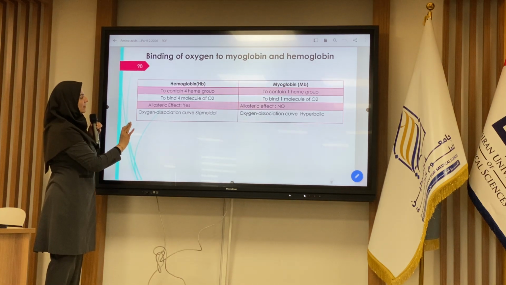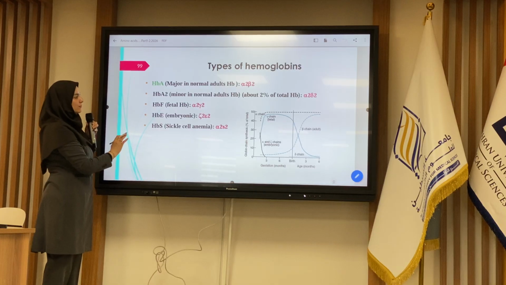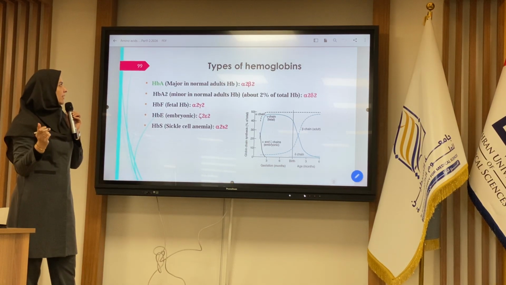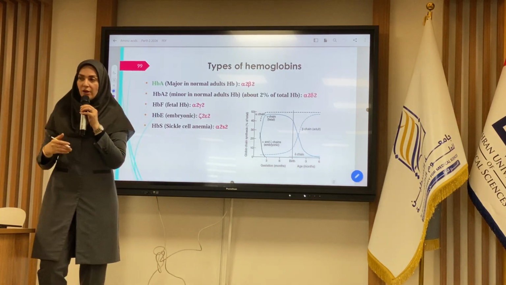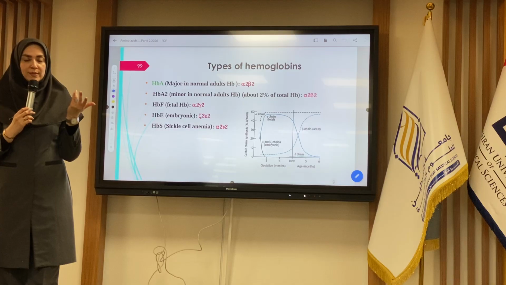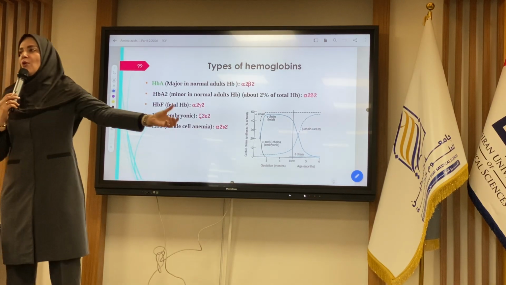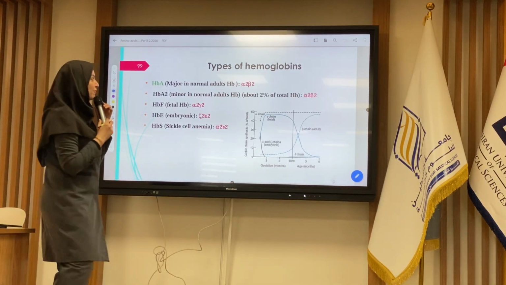And this is a comparison between hemoglobin and myoglobin. As I mentioned, the comparison is not for your final exam. And now just 2 slides, I think. Because if I want to talk about the different types of hemoglobin, at least I require 2 sessions. But normally, I kill myself, I explain. I'm talking about the major types of hemoglobin.